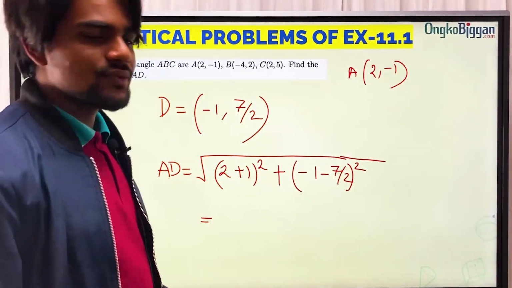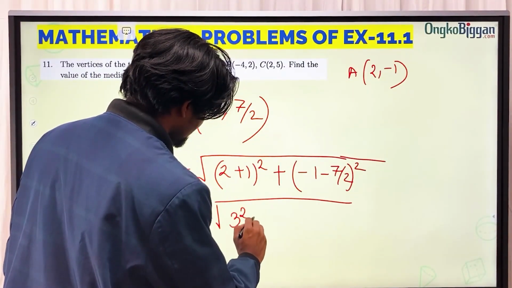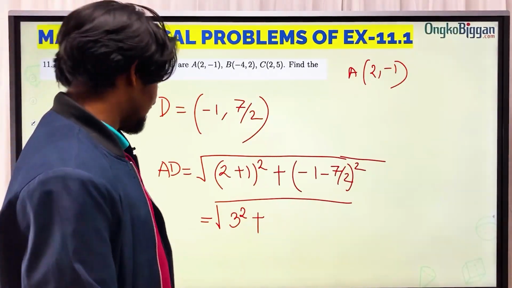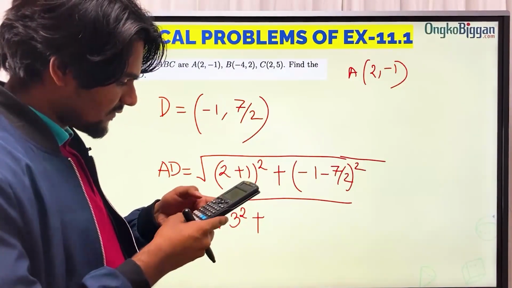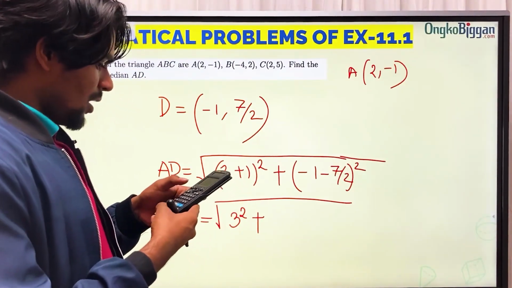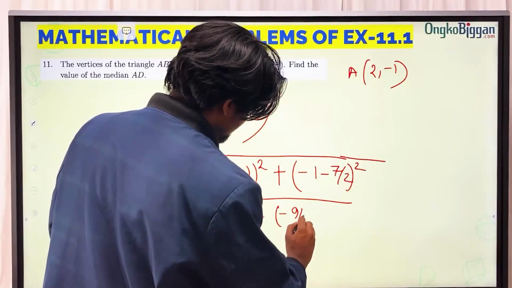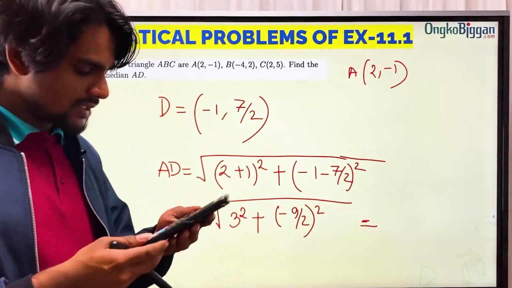So 2 plus 1 is 3. So it is the square root of 3 square plus (minus 1 minus 7 by 2) whole square. So minus 1 minus 7 by 2. Let us use a calculator. Minus 1 minus 7 by 2, we got minus 9 by 2. So minus 9 by 2 whole square. And now we can directly use a calculator.